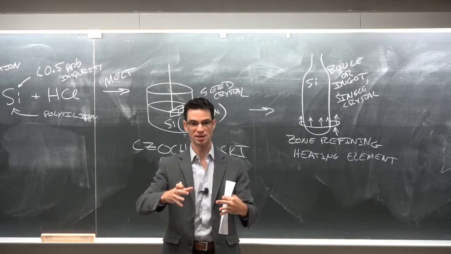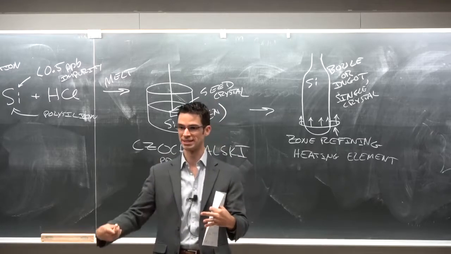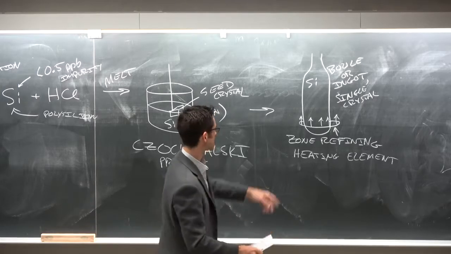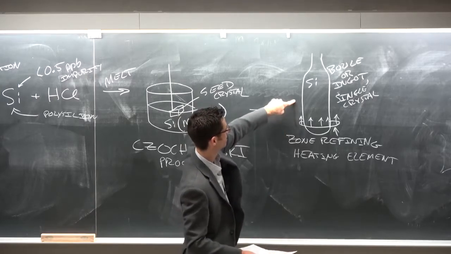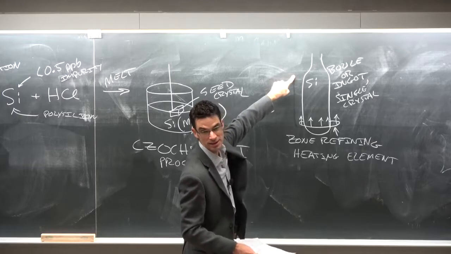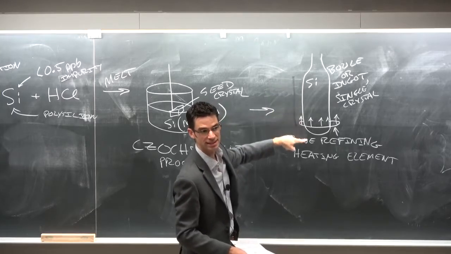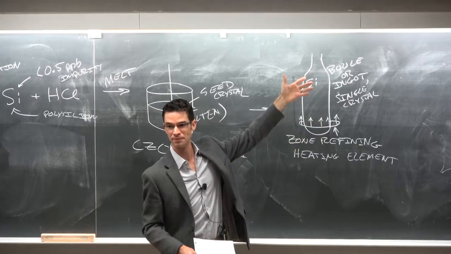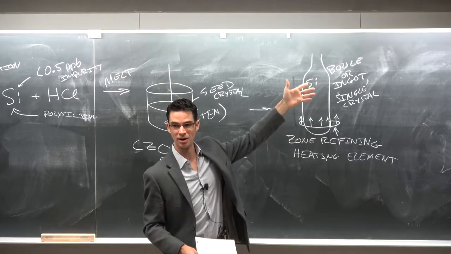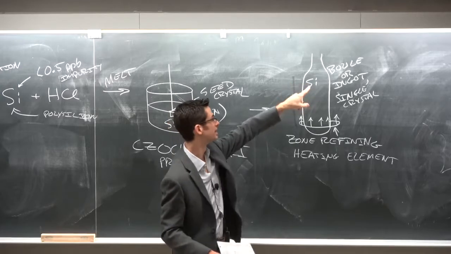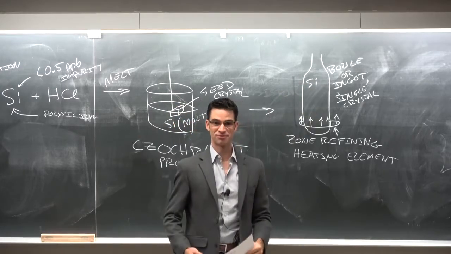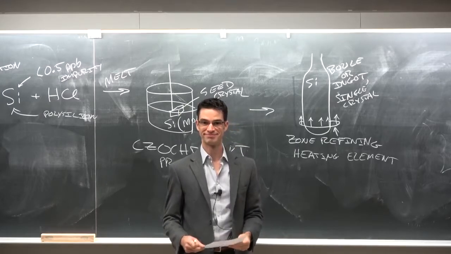The impurities are more soluble in the molten silicon than they are in the solid silicon. So as this is passed up to the top slowly, the impurities stay in the melted part, and they travel up with the heating element. Then all the impurities get concentrated at the top, which is then hacked off with a sword.